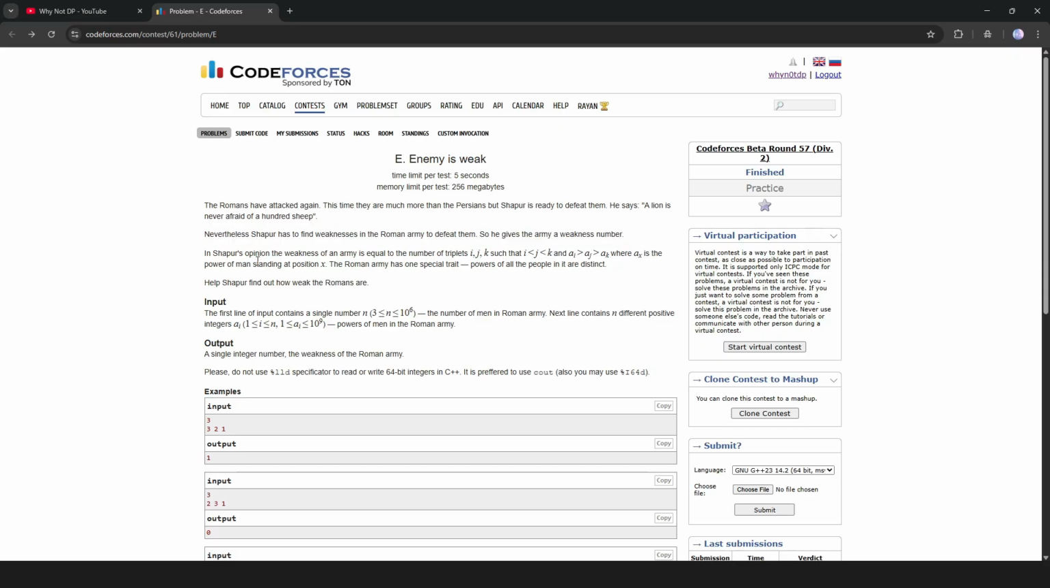In Shapur's opinion, the weakness of an army is equal to the number of triplets i, j and k, such that i is less than j and j is less than k, and a of i is greater than a of j and it is greater than a of k, where a of x is the power of the man standing at position x. The Roman army has one special trait: the powers of all the people are distinct. So help Shapur find out how weak the Romans are.